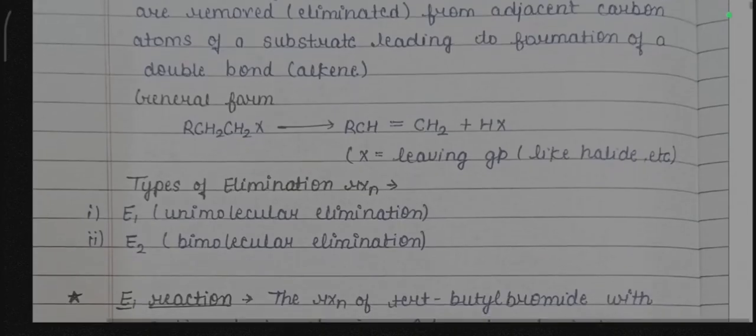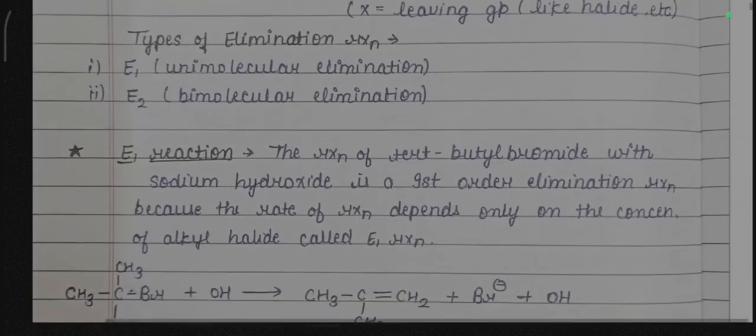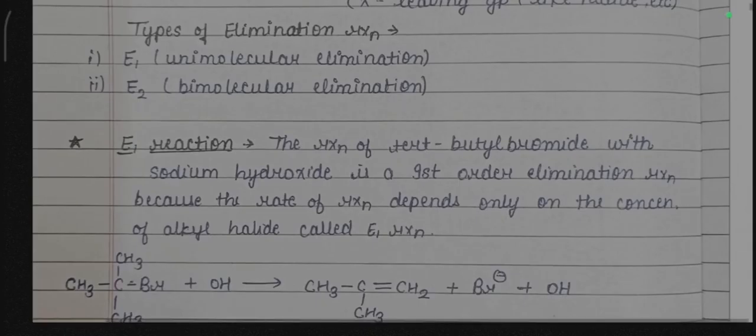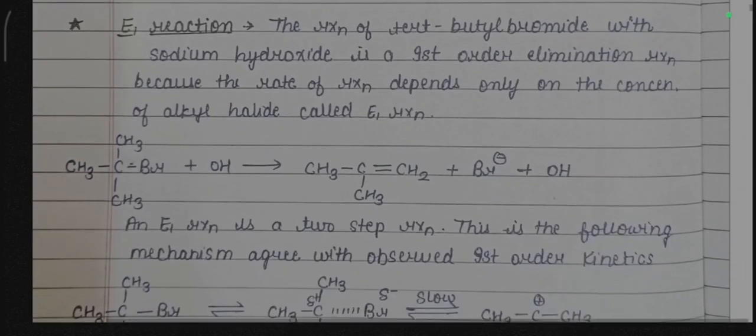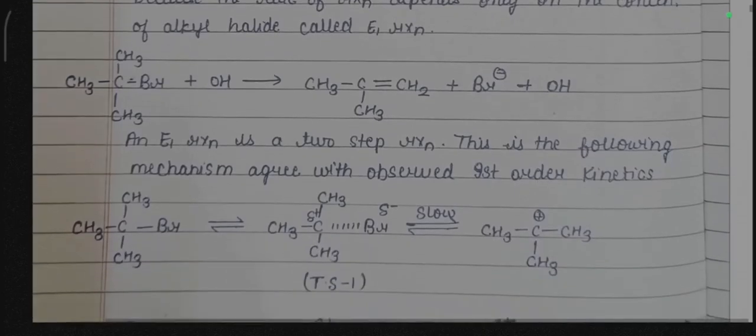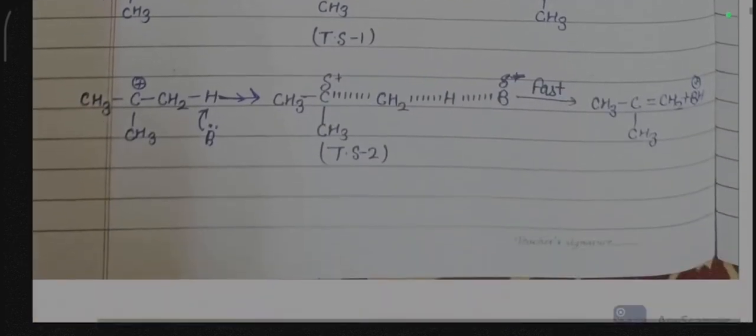Types of elimination reaction: E1, unimolecular elimination, and E2, bimolecular elimination. E1 reaction: the reaction of tertiary butyl bromide with sodium hydroxide is a first order elimination reaction because the rate of reaction depends only on the concentration of alkyl halide, called an E1 reaction. (CH3)3CBr plus OH- gives (CH3)2C=CH2 plus Br- plus H2O. An E1 reaction is a two-step reaction. This following mechanism agrees with the observed first order kinetics.